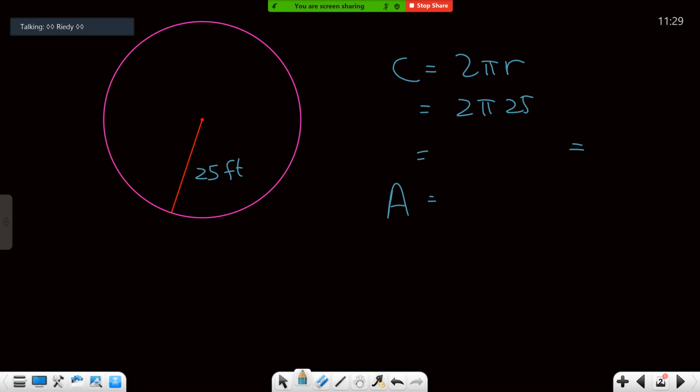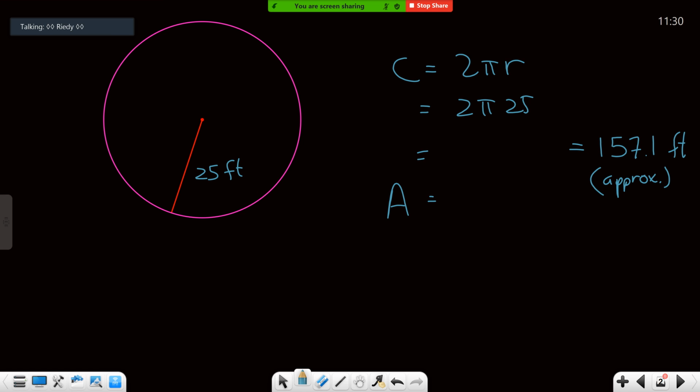Okay, so this is going to let us branch off into two possible answers. So what you told me, Lily, was 157.1 feet. Good. That would be an approximate answer. So I'm assuming you got that by doing 2 times the pi button times 25, right? Okay, don't use 3.14. Use the pi button because we want to get an answer as accurately as possible, okay? Approximate answer.